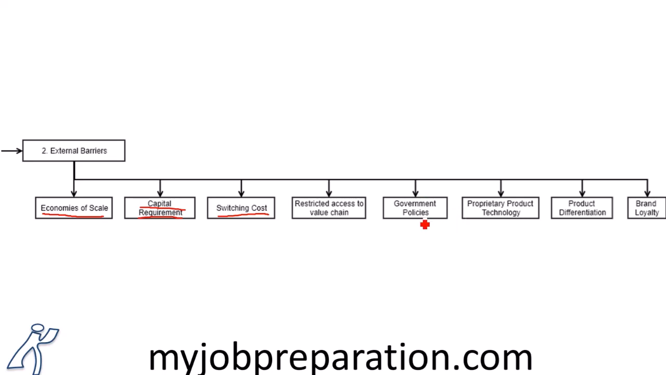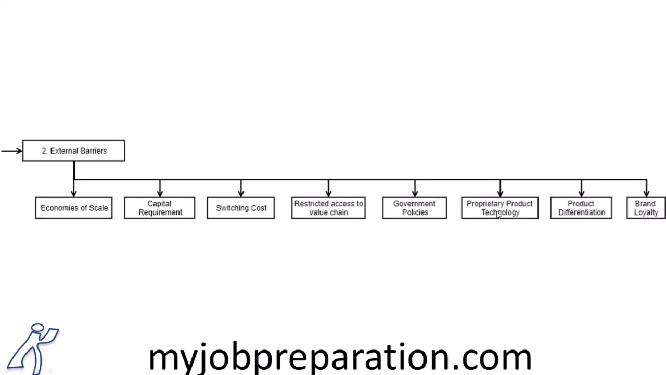And then there are government policies. Sometimes governments favor the domestic industry, and their policies are tilted towards them, which may pose a problem for external players entering that market. Next, there could be a proprietary product technology which is not accessible to all, and it can be one critical component of the product or the value chain to which you don't have access, right?